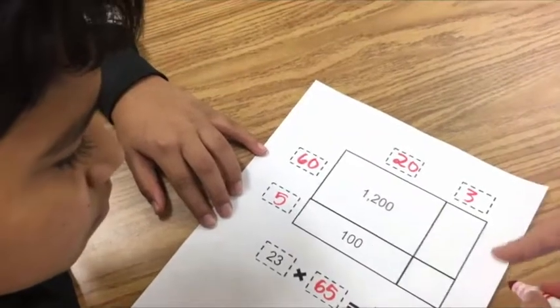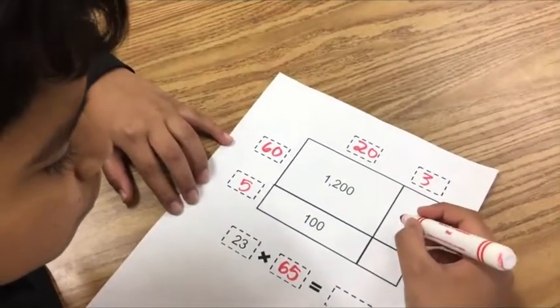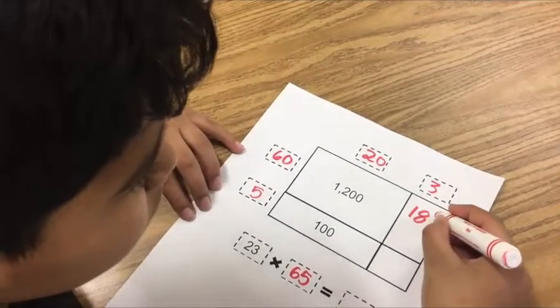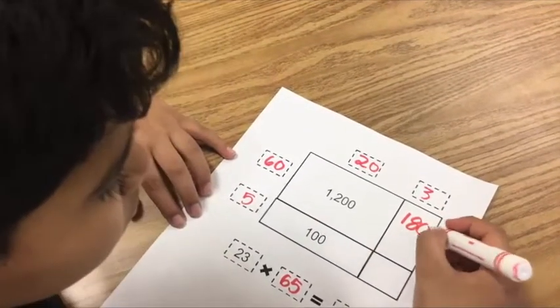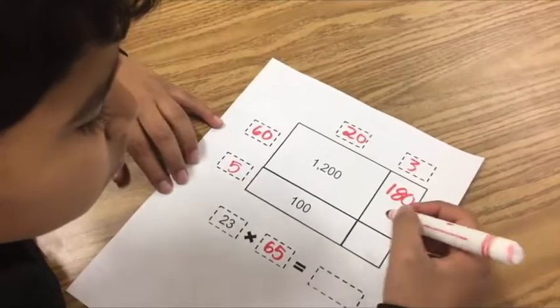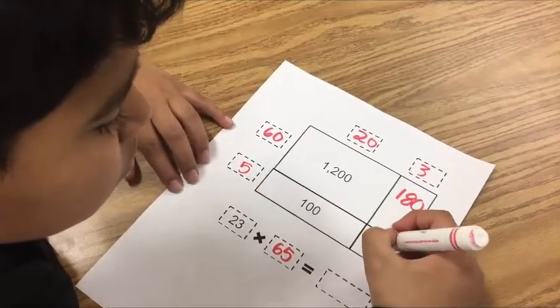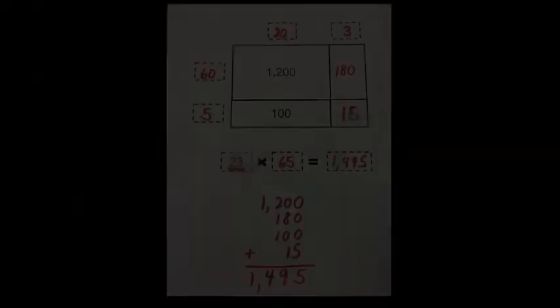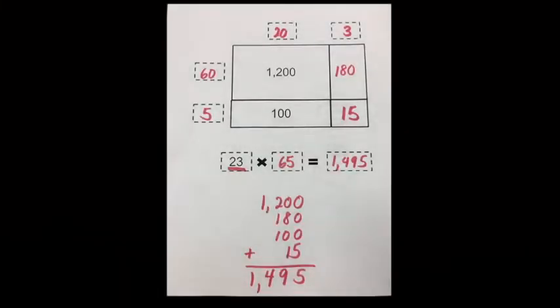Okay, can you finish the partial products? 60 times 3 equals 180, and 3 times 5 equals 15. Now add up all your partial products to get the total product. By presenting a different way, the student was able to demonstrate true understanding of multi-digit multiplication.